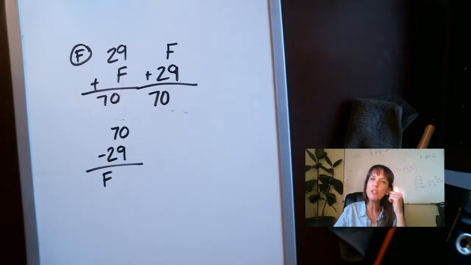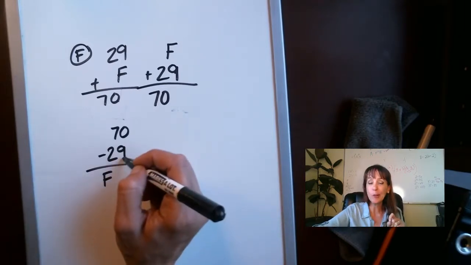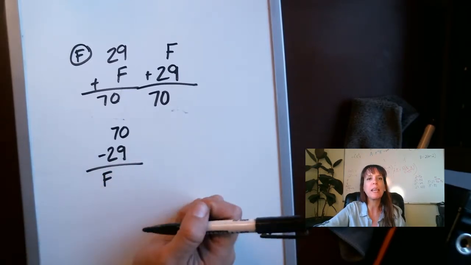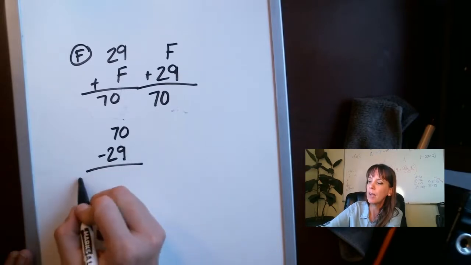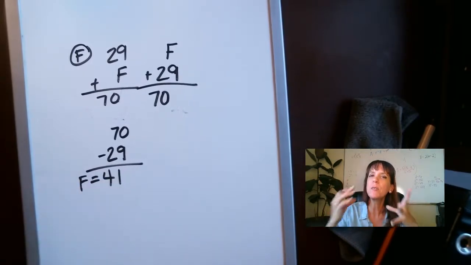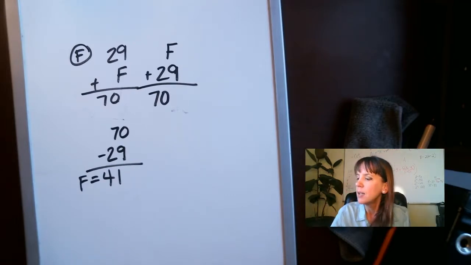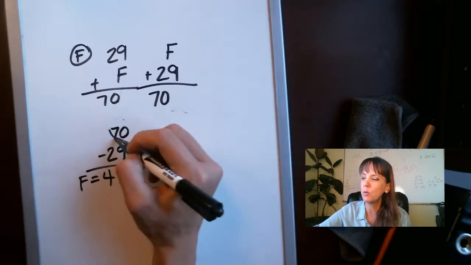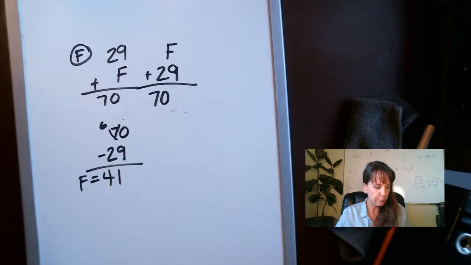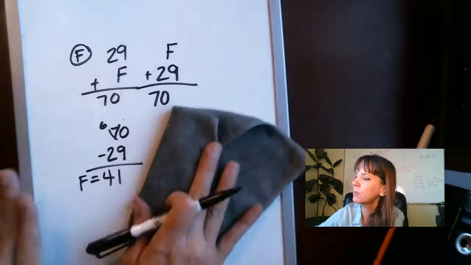Now, mentally, you might be able to do this. So 70 minus 30 is 40, right? It's 40, but we need to minus one more. So the answer is going to be 41. F is going to equal 41. If you don't see how I did that mentally, that's fine. Throughout these videos, you'll see that I'm going to try and teach you how to do things mentally just to make life faster and easier for you. But if you need to go the old school way and do this, that's absolutely fine. Okay, that was F. We've got 3 more here, guys.